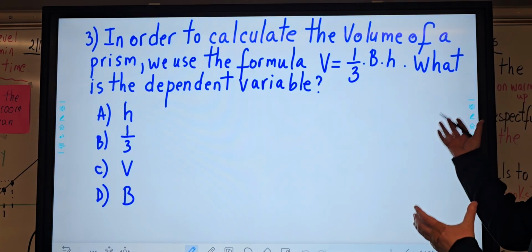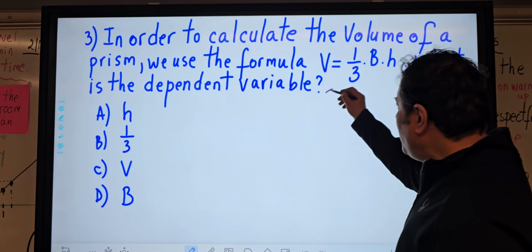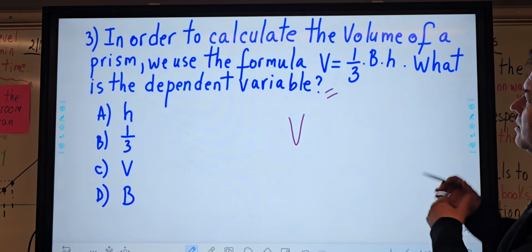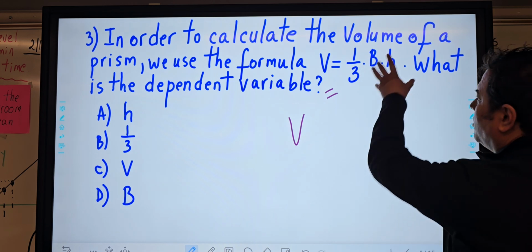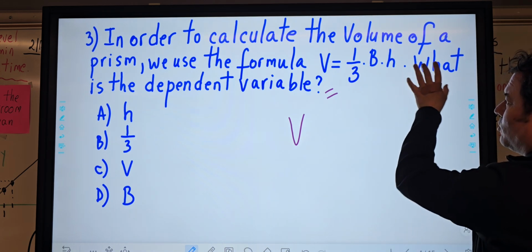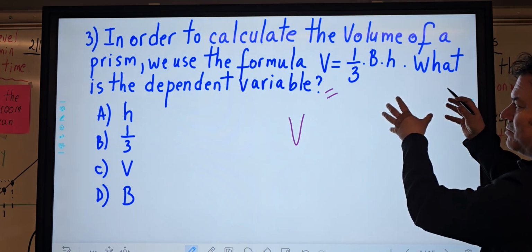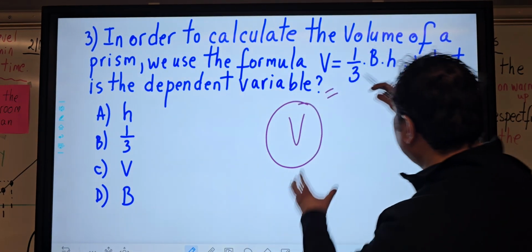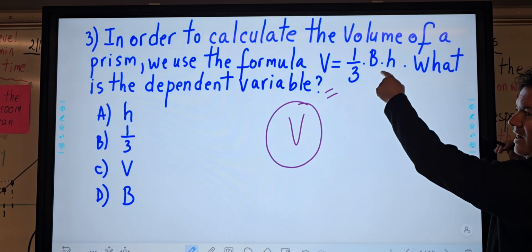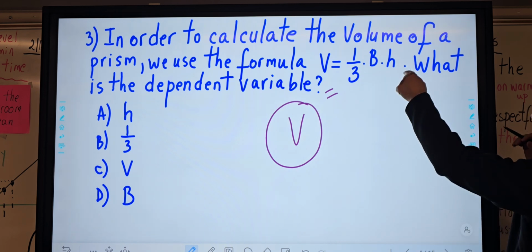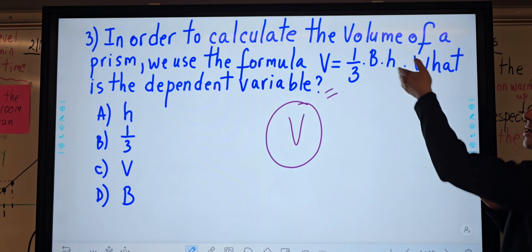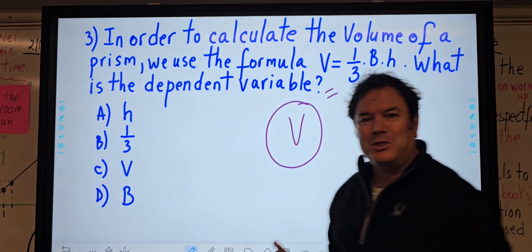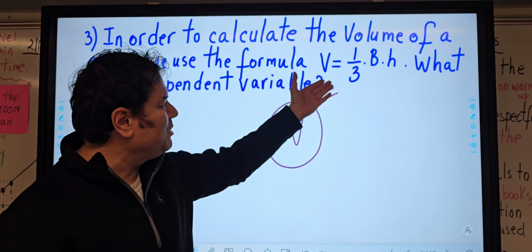As we look at this formula, we know that the V is the dependent. V depends on the area of the base and also depends on the height values, right? So the answer is V. Because again, V depends on the area of the base and also depends on the height. It depends what values we are giving to the area of the base and what values we are giving to the h.